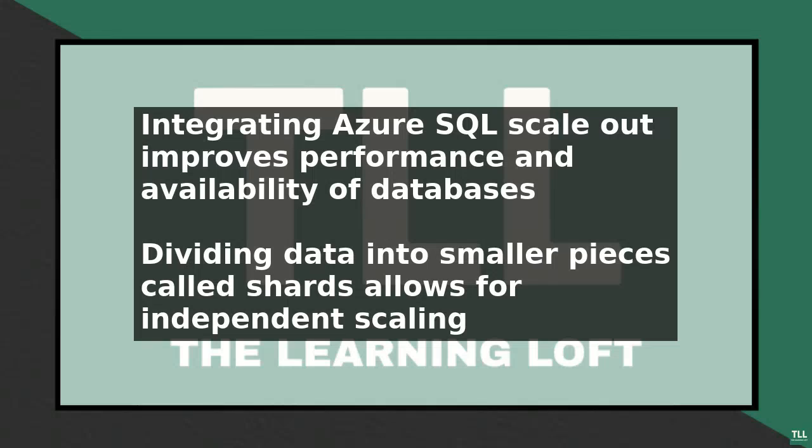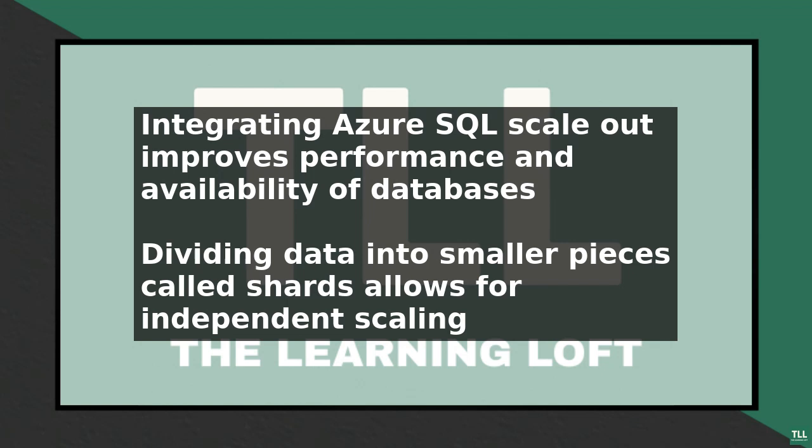Integrating Azure SQL Scale-out is a powerful way to improve the performance and availability of your database. To get started, you need to understand the concept of sharding, which involves dividing your data into smaller, more manageable pieces called shards. Each shard is a self-contained database that can be scaled independently, allowing you to distribute the load and improve performance. The first step is to prepare your database for sharding.